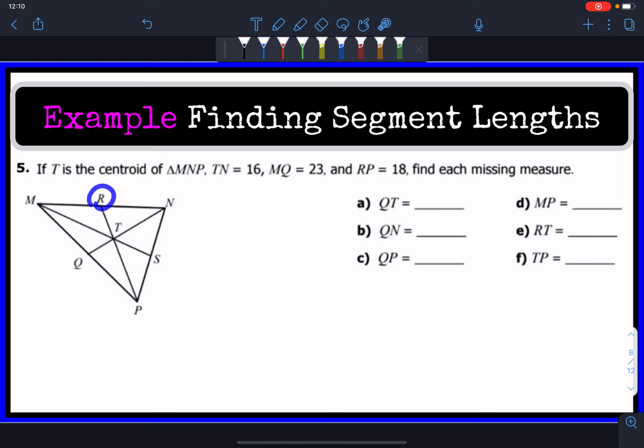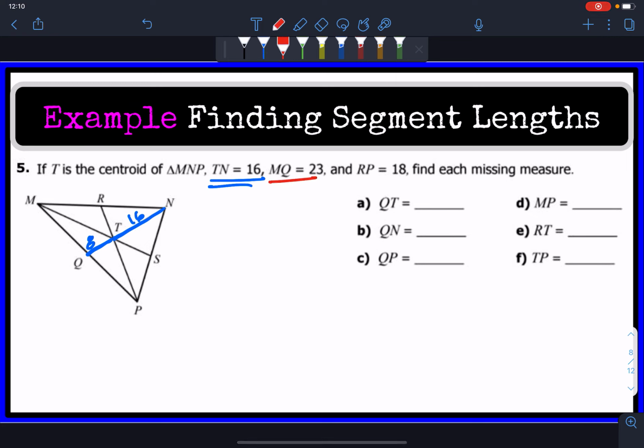Notice again that these three have to be in the middle, because again T is our centroid. And the first information that we're given is that TN is 16. So that's this distance right there, that's equal to 16. Well, that's the longer end of this median, that I'm going to highlight in yellow. So if that's the longer end of that median, then the shorter end of the median will be half of that distance. So that's going to equal 8.